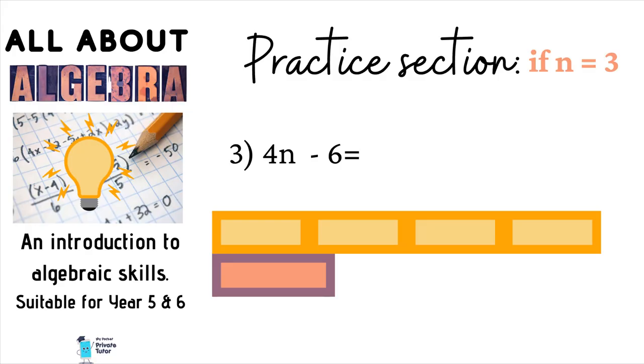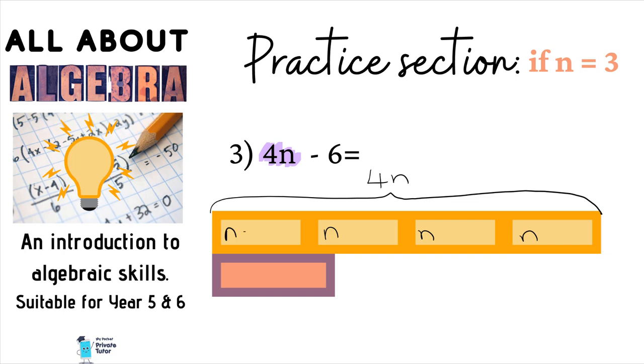Okay, let's have a look at how I might use my bars if I was doing a subtraction sentence. So first of all, I've got my 4n. So I've got 4 bars. Each of these bars is n. So you can see that there is very clearly my 4n. Okay, and each n is worth 3. So I could actually say what my 4n is worth. 4 n's is worth 3 plus 3 plus 3 plus 3, or 3 times 4, which is 12.